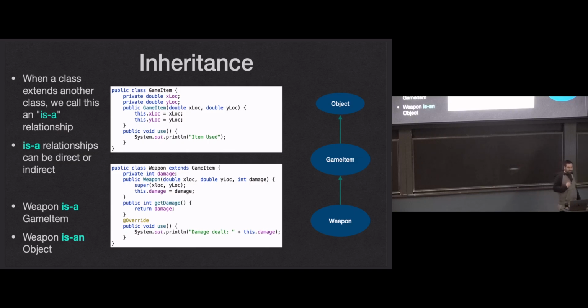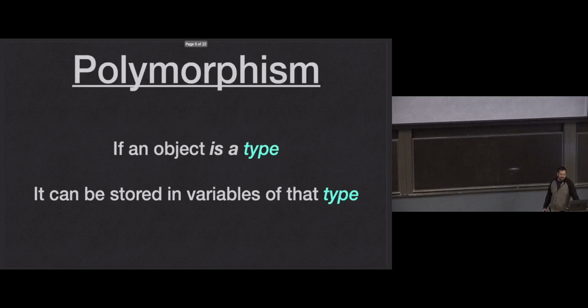This is a very similar relationship in geometry. We say that a square is a rectangle. It has all of the properties of a rectangle, and then it also has some extra properties that make it a square. The same thing is true here. A weapon has all of the properties, or state and behavior in our case, of a game item. And then it also has some extra state and behavior. It has this get damage method, and it has this damage instance variable. It has a new constructor, and an overridden use method. So it has extra things that it's adding to the game item class, but it does have everything from the game item class. It is a game item. And it is an object.